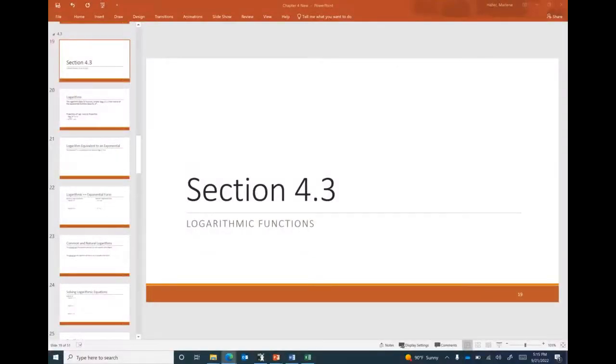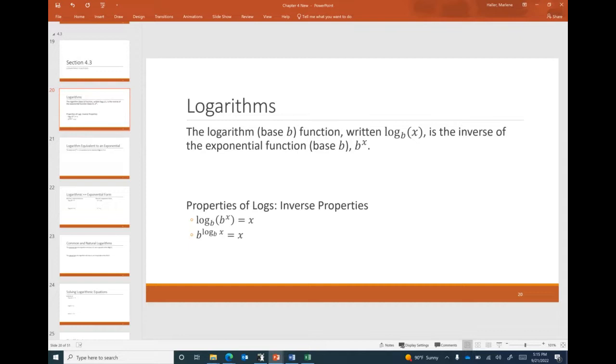Hello, this is the lecture for section 4.3, logarithmic functions. All right, logarithms are simply the inverse of the exponential function. We study logarithmic functions and exponential functions together because they're very intertwined.